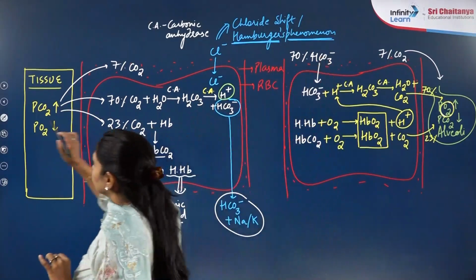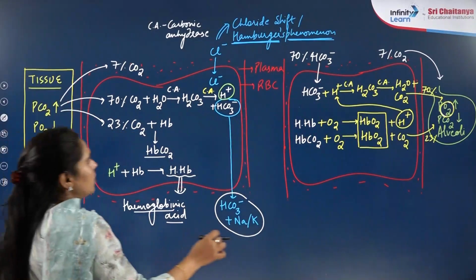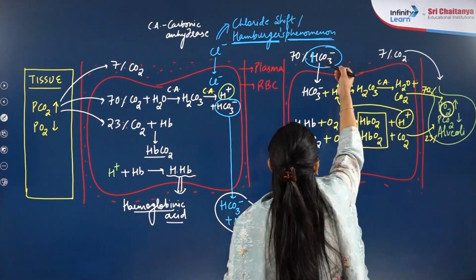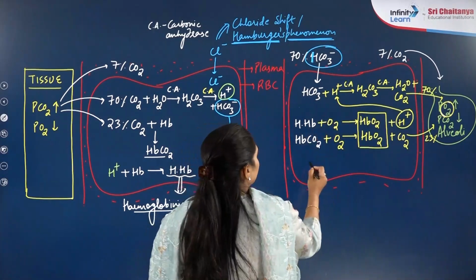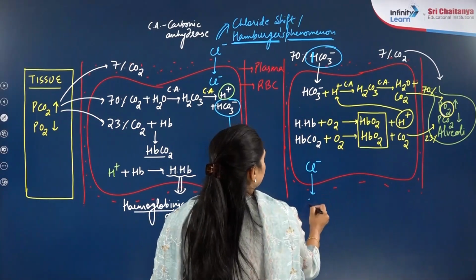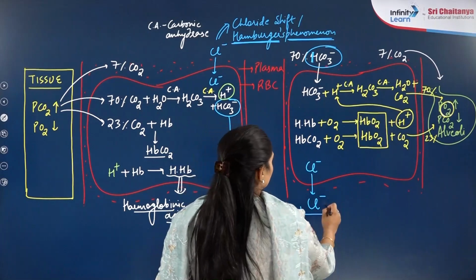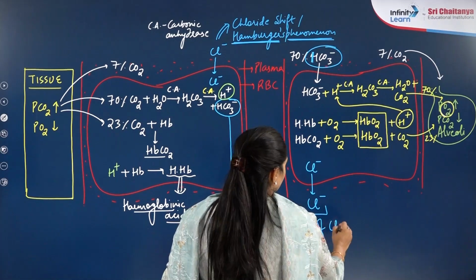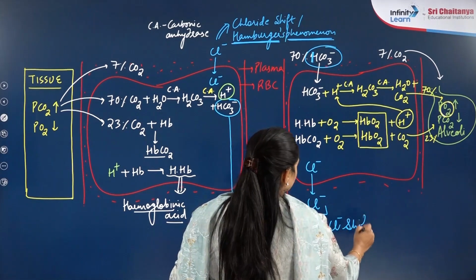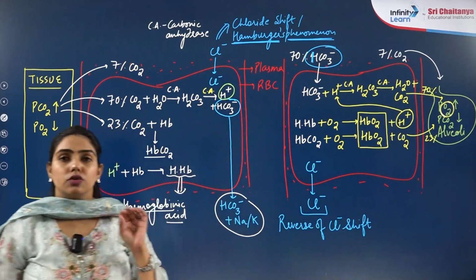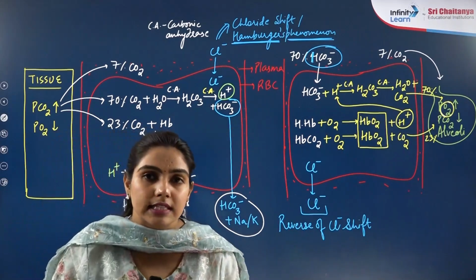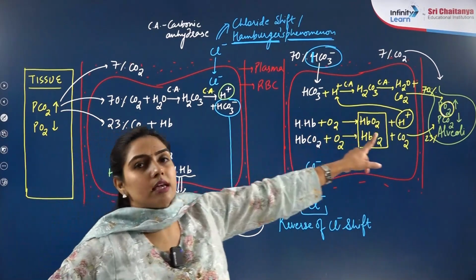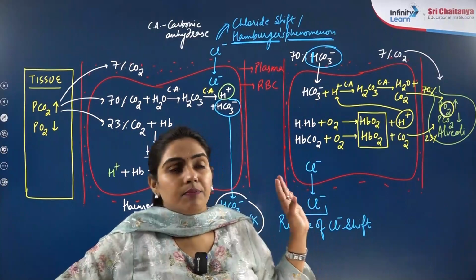Okay, one more thing here. You have seen that when the bicarbonate ion has come inside, then who is sitting inside? Chloride ion. It has to go out, and this is known as reverse of chloride shift. Very important. So you have to remember chloride shift is taking place at tissue level. Reverse of chloride shift is taking place at alveolar level.